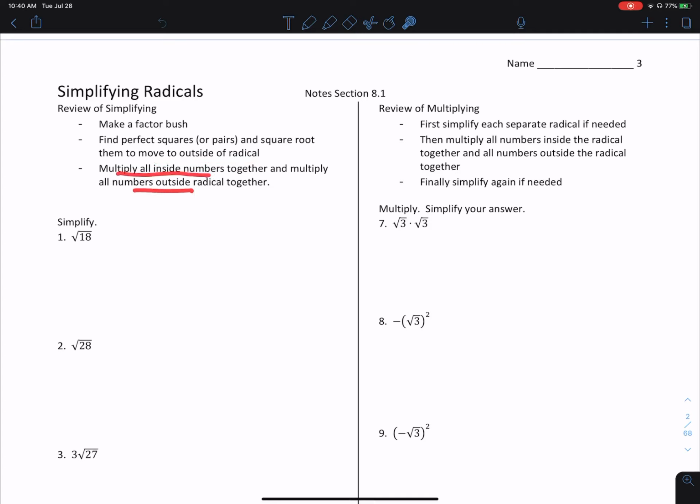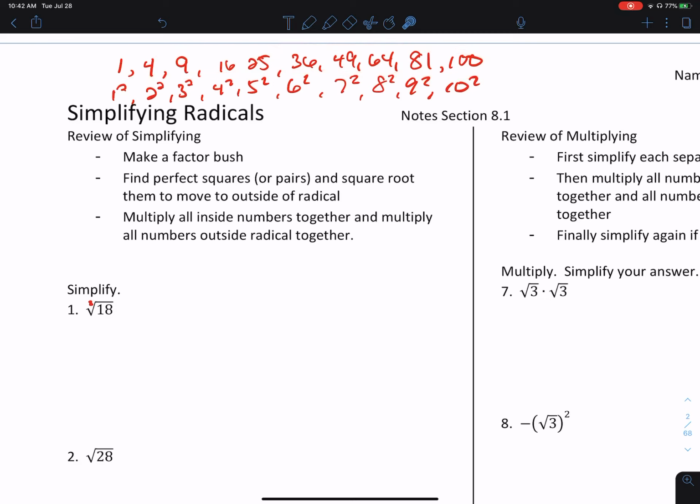And what that means is we want to make sure that every factor of 18 that's a perfect square gets simplified. So if we look at these perfect squares that we wrote down up here, can we divide any of these numbers into 18 evenly? And the biggest number we can divide into 18 evenly is 9. So we could rewrite this as the square root of 9 times the square root of 2, because 9 times 2 is 18. This 9 is a perfect square.